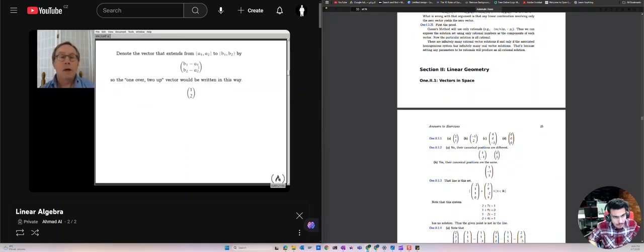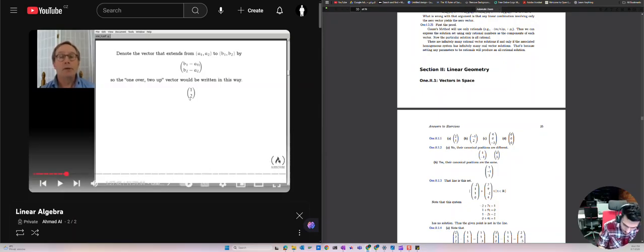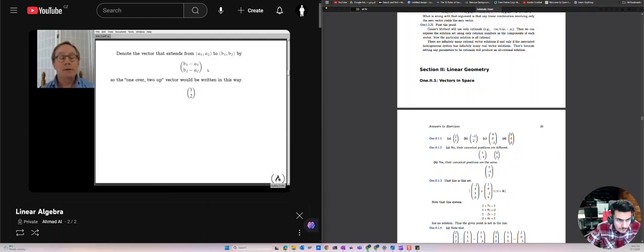Okay, so if I want to write down what is the displacement, then I need to write down the start point and the end point, and then do the subtraction, B1 minus A1 is the difference in the x direction. B2 minus A2 is the difference in the y direction.